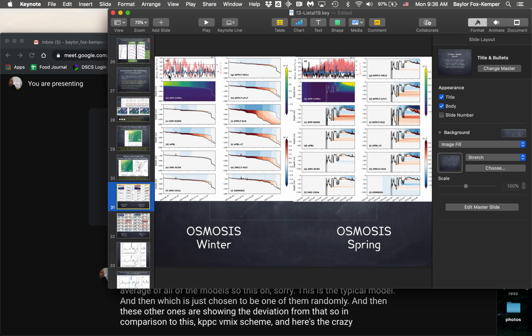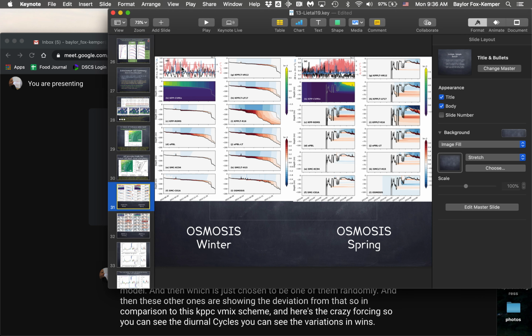And here's the crazy forcing. So you can see the diurnal cycles, you can see the variations in winds, you can see the variations in waves.